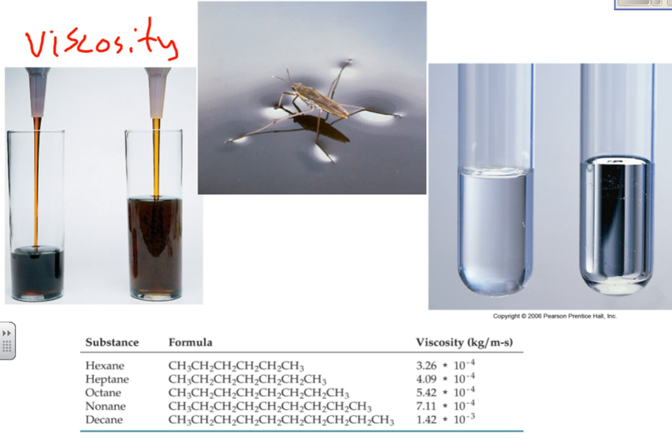So down at the bottom you can see some formulas for different hydrocarbons, and noting the viscosity. As the number of carbons gets larger, we have larger London dispersion forces, and consequently we get a higher viscosity for those liquids. In the middle, we have surface tension.